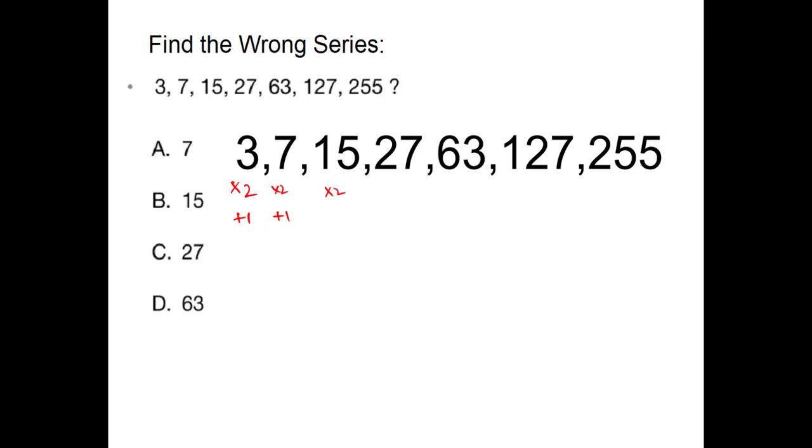So let us leave this one and go with the next one. 63 into 2 is 126, plus 1 is 127. 127 into 2 is 254, plus 1 is 255. So the sequence is going wrong somewhere. Where is it going wrong? It's 27, so the wrong number in the sequence is 27.